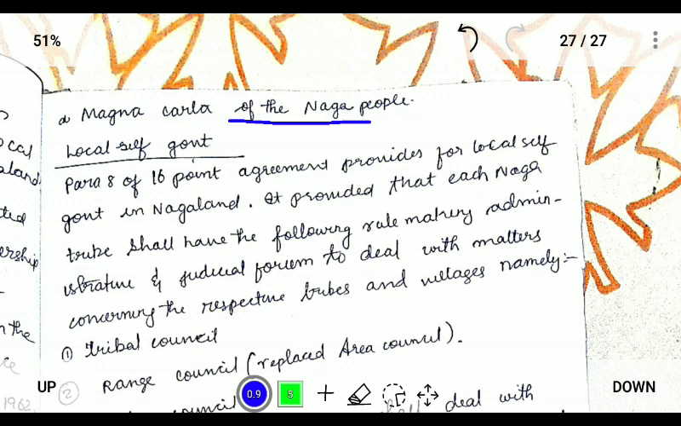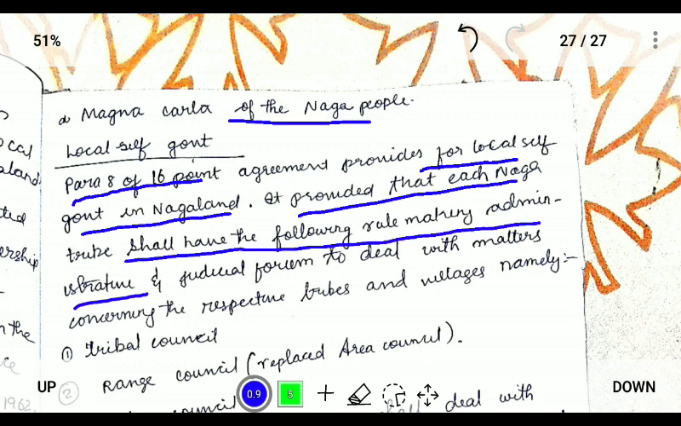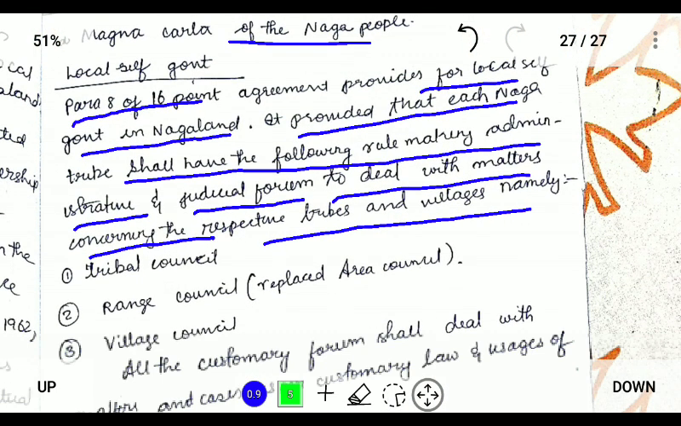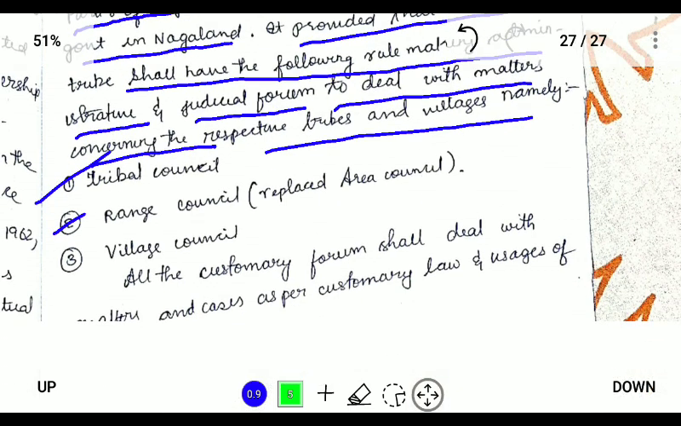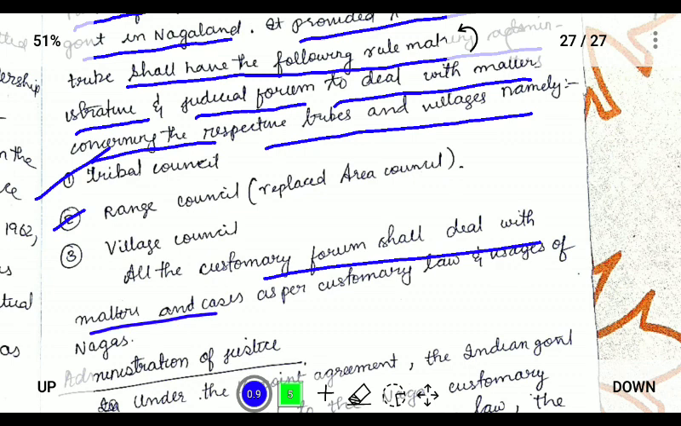So we'll come to the first part of the question, that is local self-government. Under Para 8 of the 16-point agreement provides for local self-government in Nagaland. This local self-government provided that each Naga tribe shall have the following rule-making, administration and judicial forum to deal with matters concerning the respective tribes and villages, namely the tribal council, range council and village council. And all the customary quorum should deal with matters and cases as per the customary law and usages of Nagas.